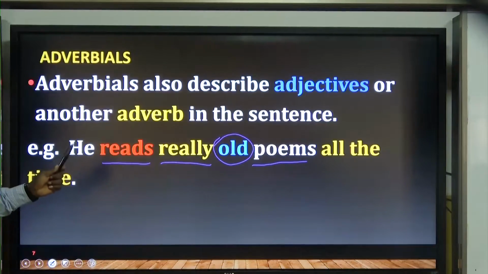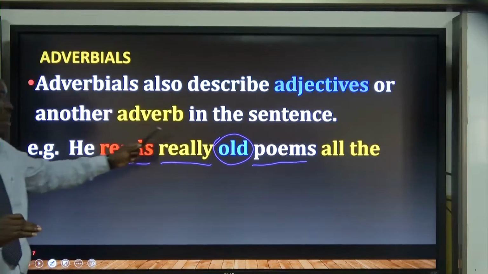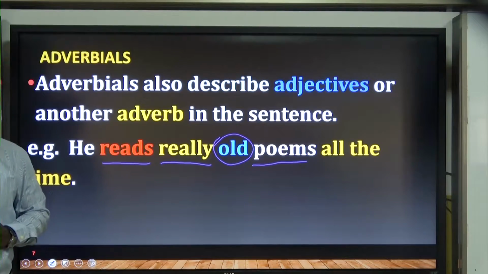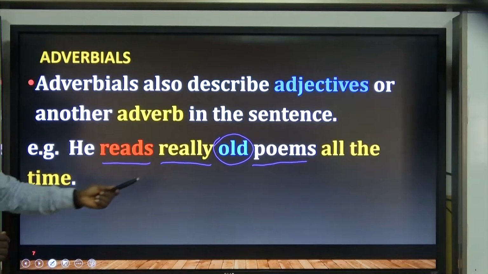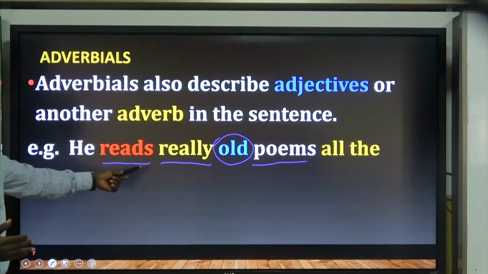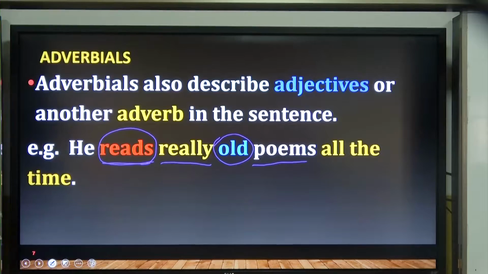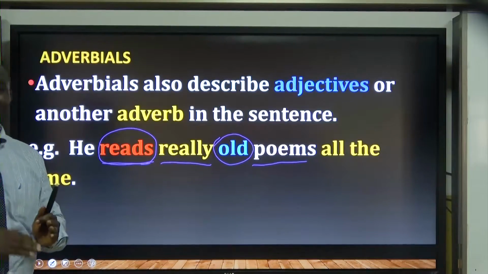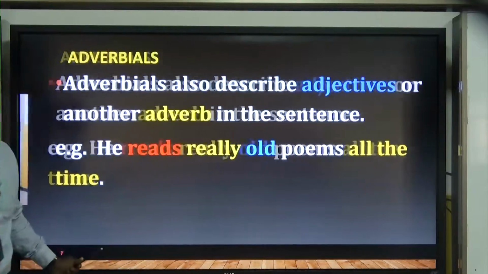So we say the word really is an adverbial or an adverb telling you more about the old, in the case of modifying an adjective. And also we have other words like all the time as an adverbial telling you how often he reads. So in this sentence, you have an adverb modifying another adverb, and you have an adverb telling you more about an adjective. I hope you get that.